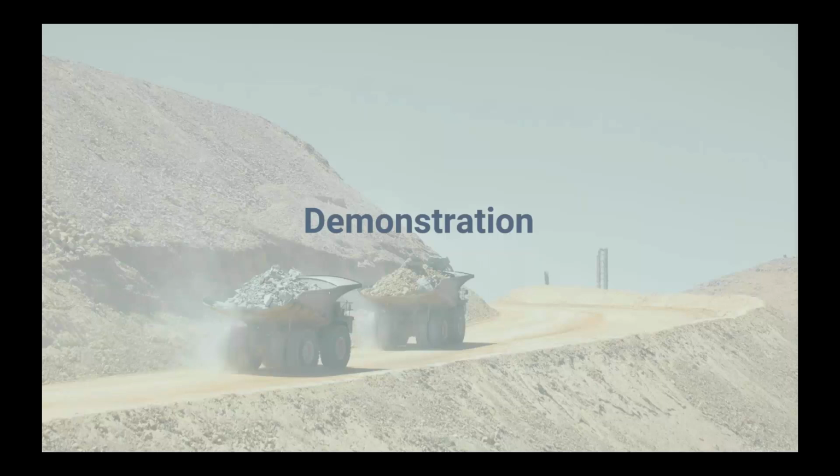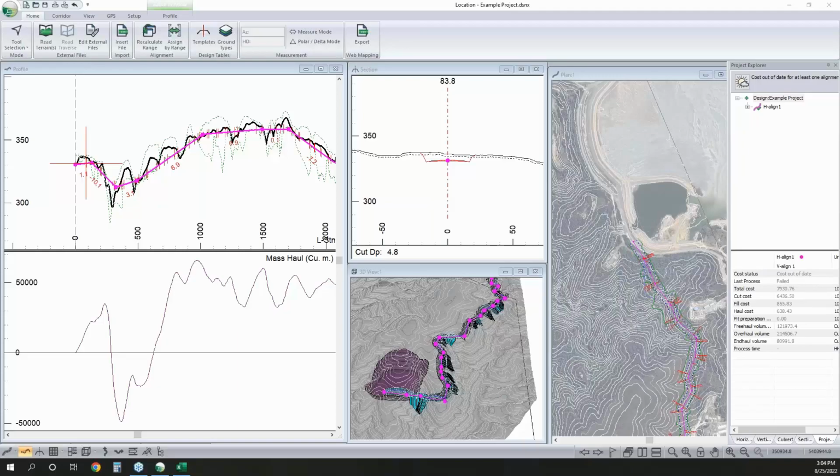And now I'm going to pass it over to Matt. He's going to be jumping into an existing mine haul road project. Our topo data has already been imported and built into a terrain model. And we've already designed a preliminary horizontal and vertical alignment. If you are interested in those initial steps of this workflow, we will include a couple of links in our follow-up email. And with that, over to you, Matt.